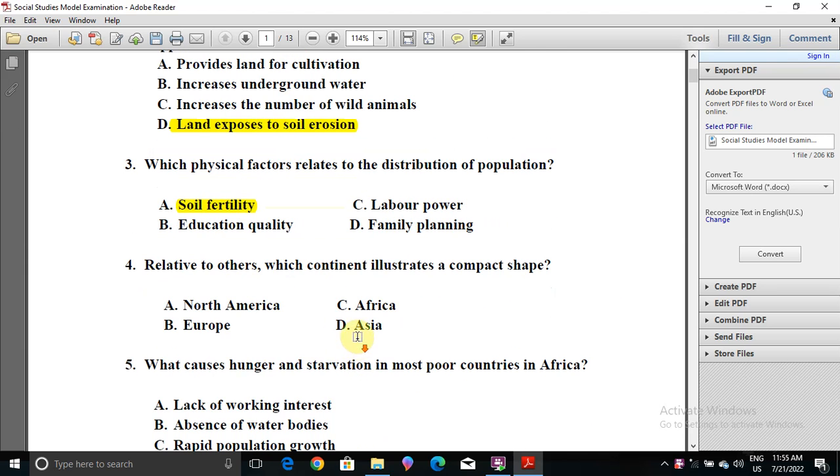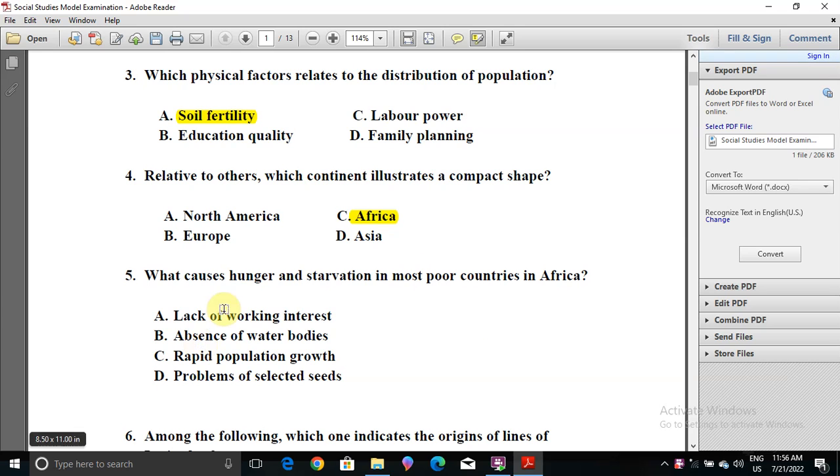Now question number 4: relative to others, which continent illustrates a compact shape? Of course, it will be Africa. Now question number 5: What causes hunger and starvation in most poor countries in Africa? The choices are lack of working interest, absence of water bodies, rapid population growth, or problems of selected seeds. The correct answer is rapid population growth. That is the cause of hunger and starvation in most poor countries in Africa.